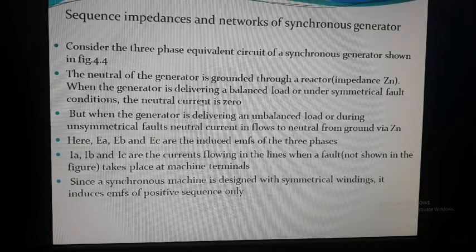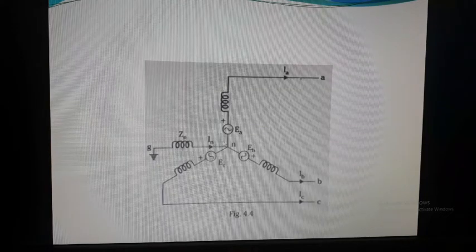When the generator is delivering a balanced load, under symmetrical conditions, the neutral current will be 0. But when the generator is delivering an unbalanced load, during unsymmetrical faults, neutral current flows from the ground to the neutral. If it is supplying a balanced load, no current will be flowing, so IN will be 0.